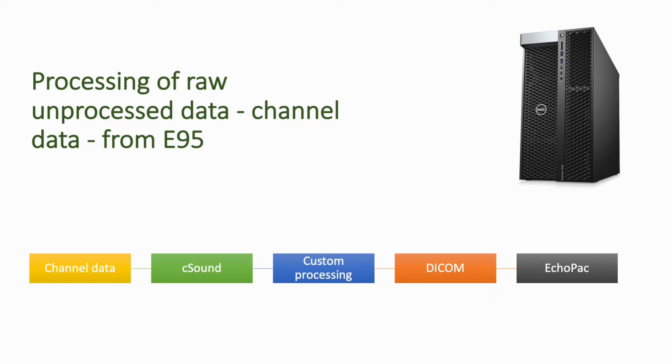With channel data, we can reprocess images using a version of the GE C-Sound beamforming software implemented in MATLAB. We can inject custom processing at any stage during image formation. With C-Sound, we can also process data all the way to DICOM format and display them as they would have been by the E95, encompassing all state-of-the-art image reconstruction and post-processing steps normally performed on the system. Images may then be clinically analyzed in EchoPac, a standalone image evaluation and analysis software package provided with the E95.